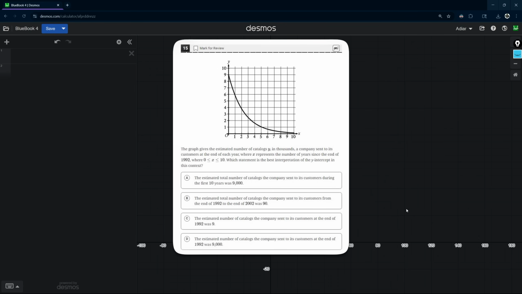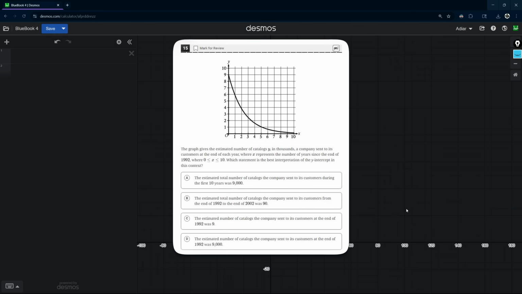B, the estimated total number of catalogs the company sent to its customers from the end of 1992 to the end of 2002 was 90. That's not right at all. C, the estimated number of catalogs the company sent to its customers at the end of 1992 was 9. That's not correct because it's trying to trick us.